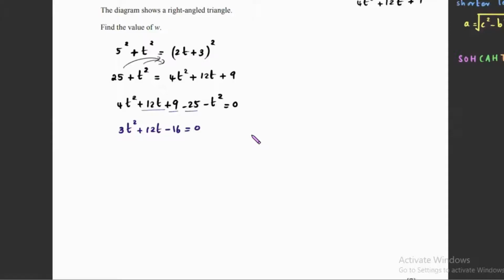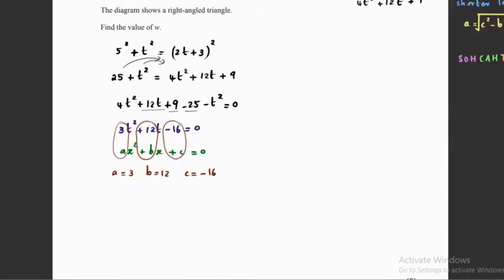When I solve this, this is what I get here. To solve this, I'm going to use the quadratic equation. I need to first identify what a, b, and c are, because the quadratic equation is ax squared plus bx plus c is equal to 0. So the value of a is 3, the value of b is 12, and the value of c is minus 16. So a is 3, b is 12, c is minus 16.